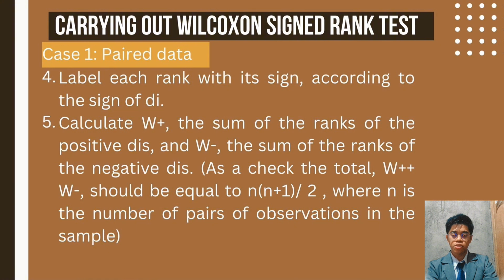After we rank each observation, now we are going to label each rank with its sign, according to the sign of the difference. So, if rank 1 has a negative difference, then it would be a negative rank 1. Lastly, we have to calculate the test statistic, denoted by W. W plus is the sum of the ranks of the positive differences, and W negative is the sum of the ranks of the negative differences. And if we are going to check the total of W or test statistic, we can use this formula, n times n plus 1 divided by 2, where n is the number of pairs of observations in the sample.